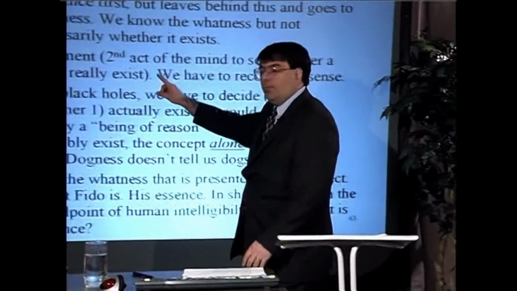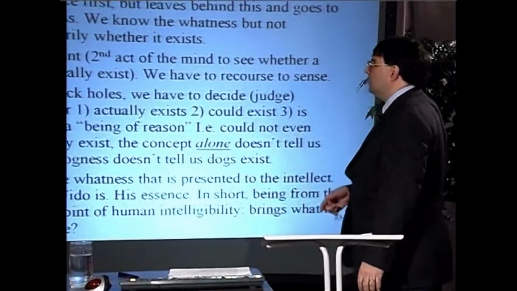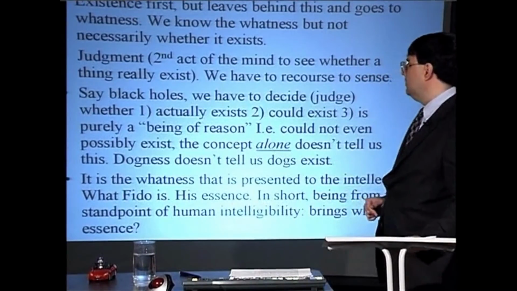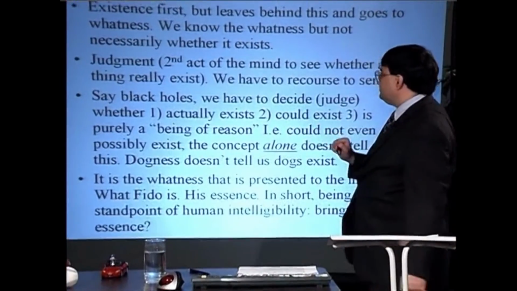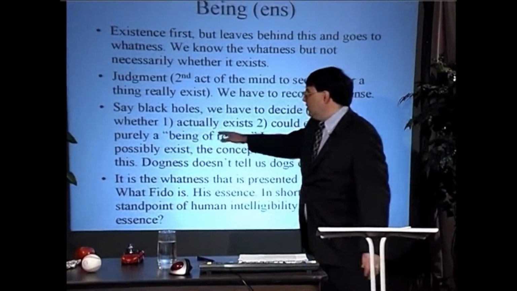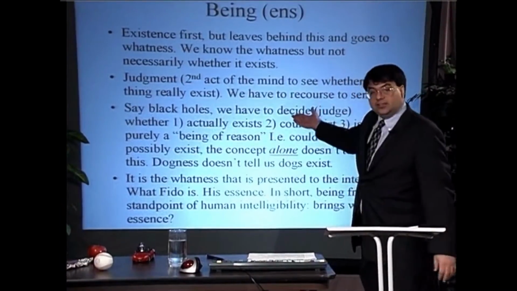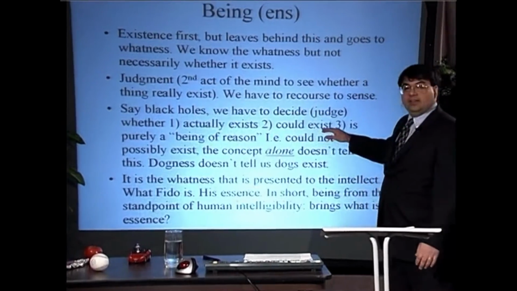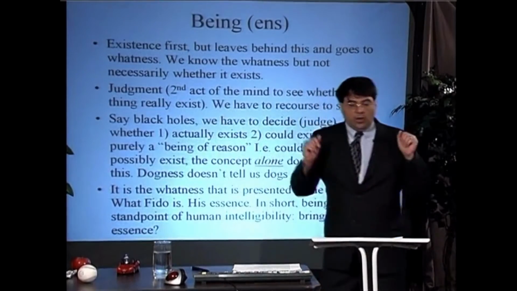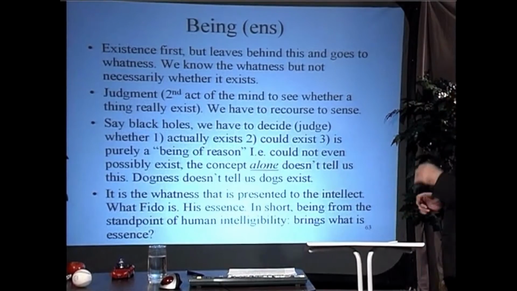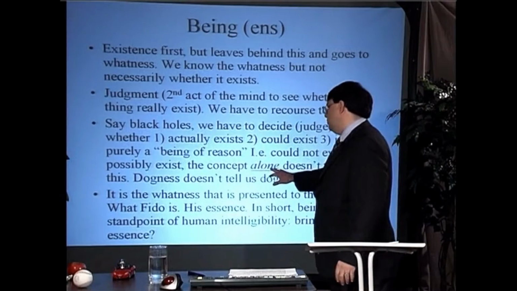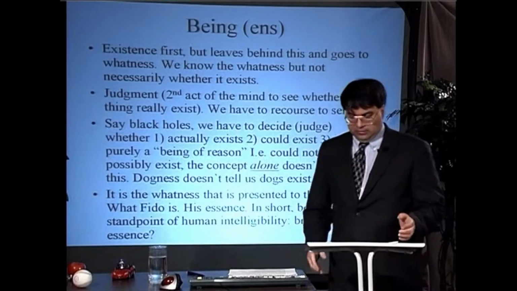Judgment is a second act of the mind after the abstraction, whereby you take recourse to the senses to verify existence. For example, black holes. We have to decide among three possibilities. Do they actually exist? Because the concept doesn't contain existence. Or could they exist, but don't? Or is it a pure, what we call, being of reason, i.e., doesn't even possibly exist? The concept alone doesn't tell us whether or not.